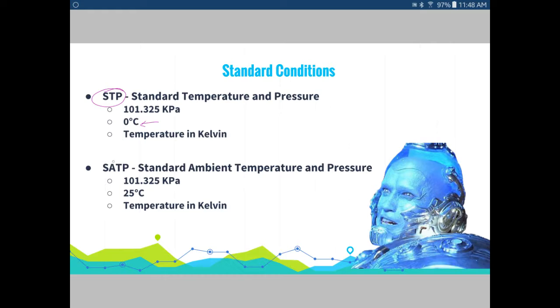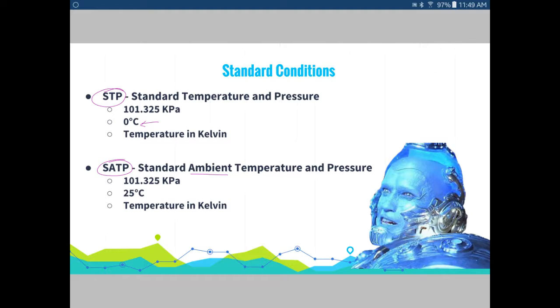So what we did is we came up with standard ambient temperature and pressure, or SATP, where the conditions are the same pressure at 101.325 kilopascals, or atmospheric pressure at sea level. Then we decided to keep the temperature at 25 degrees Celsius. Standard ambient means your surrounding area, and your surroundings usually are room temperature. This is a little bit warmer than room temperature, but it was a temperature that was a little easier to manage when dealing in a lab setting.